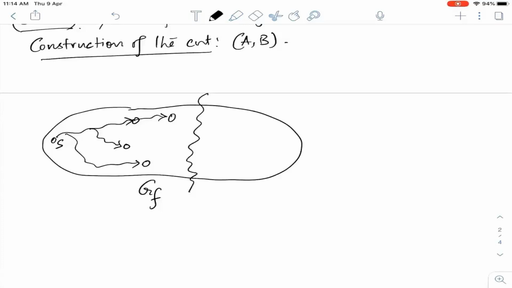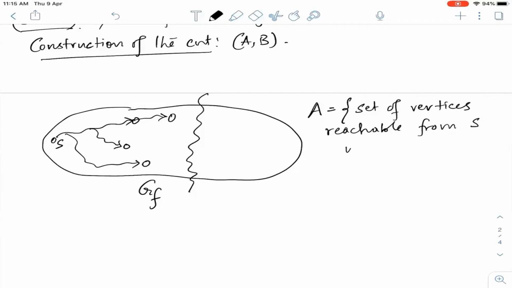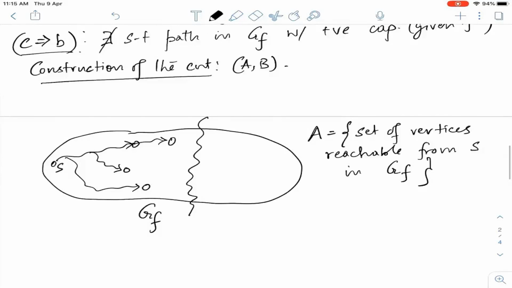Formally, A equals the set of vertices reachable from S in G of F. Please remember, the G of F is very important here. I'm not doing this on the original graph that is given to me. I'm doing this on the G of F. Now, by the condition C, what can I say? What does condition C give me about this set A?